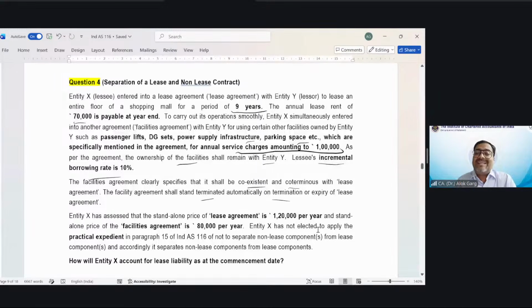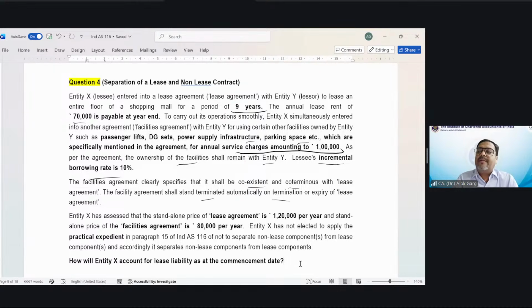So entity X has not elected to apply the practical expedient of not separating the non-lease component from the lease component. Accordingly, it separates the non-lease component from the lease component. How will entity X account for the lease liability on the commencement date? Friends, now there is a concept of separation of lease and non-lease components in Ind AS 116. What does Ind AS 116 say?